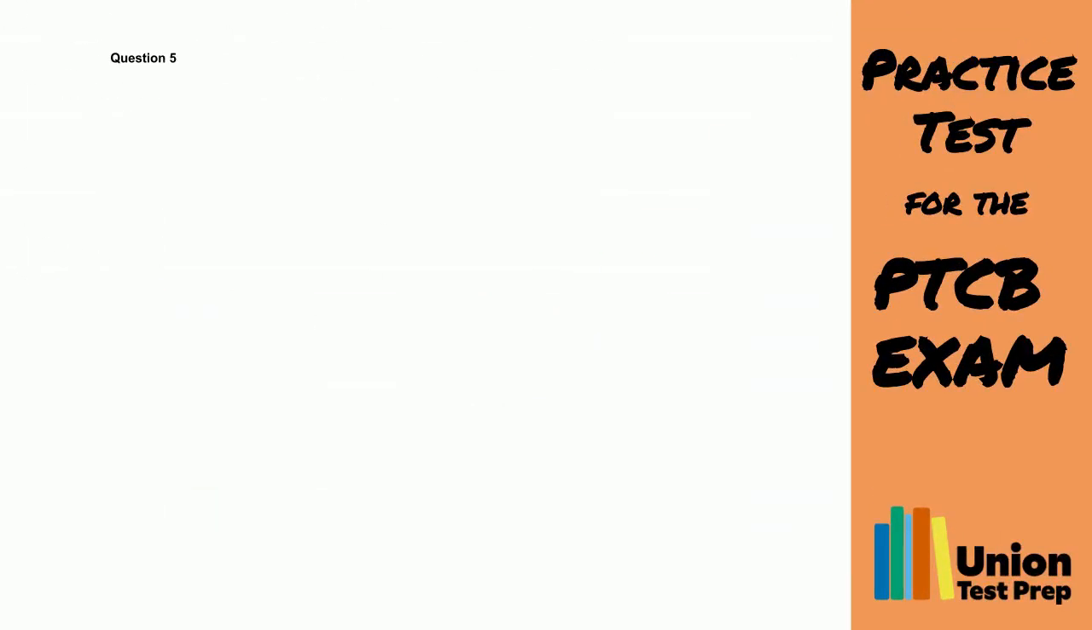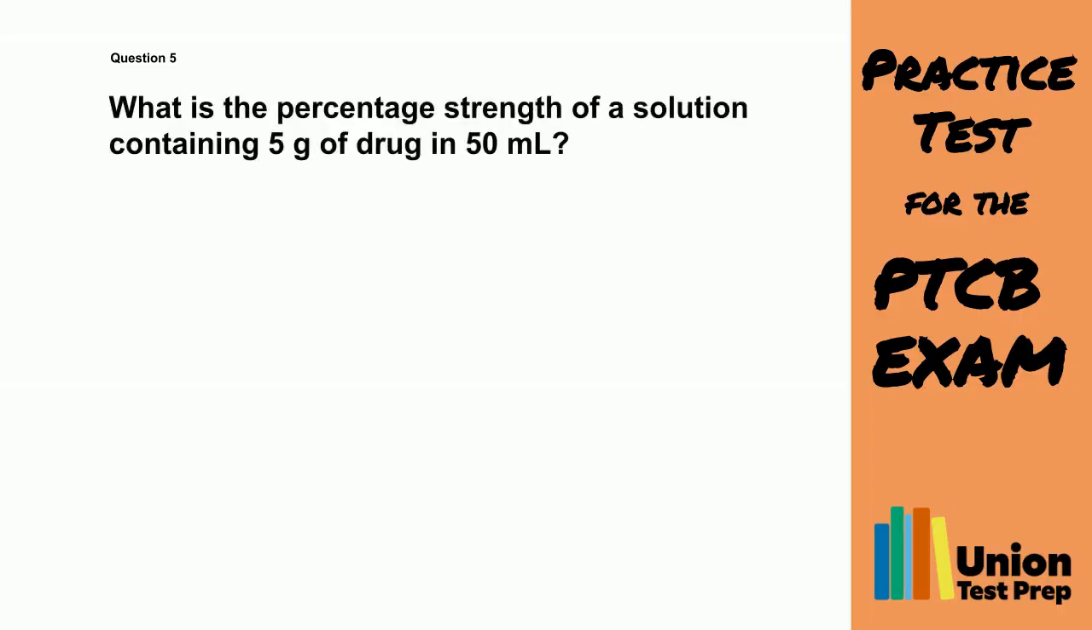Question 5. What is the percentage strength of a solution containing 5 grams of drug in 50 milliliters? A. 5%. B. 10%. C. 15%. D. 20%.